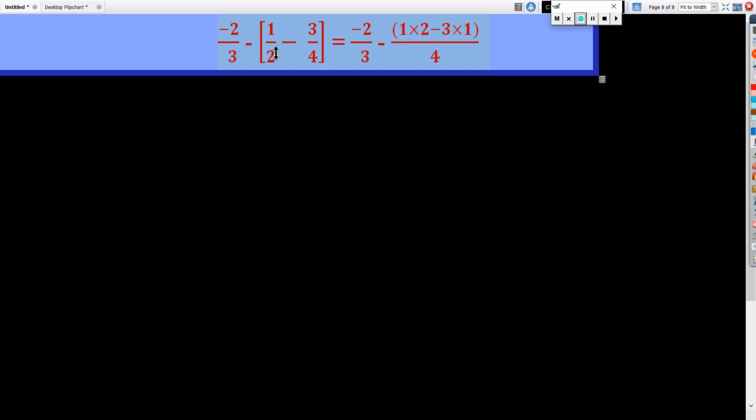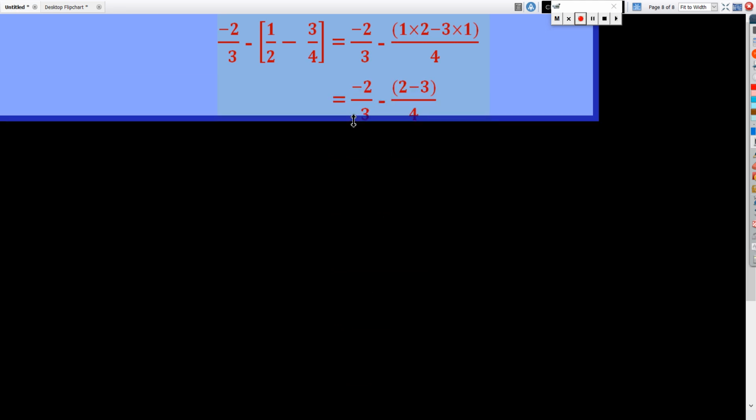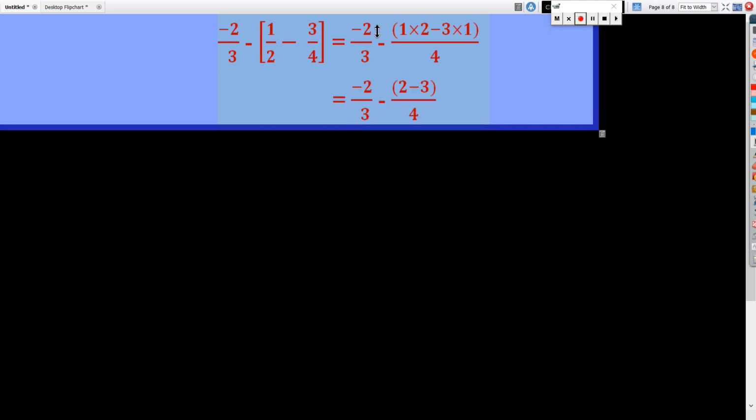Negative 2 by 3 minus 2 and 4, the LCM is equal to 4. So 3 into 1 by 4. 2 for 2 times, so it is 1 into 2, minus 4 for 1 time. So you will get negative 2 by 3 minus 1 into 2, 2 minus 3 into 1, 3 by 4.